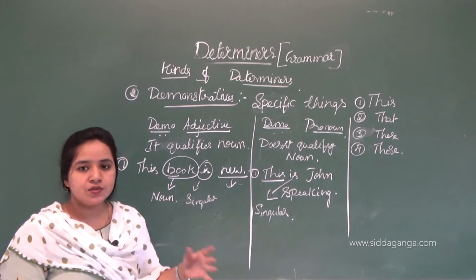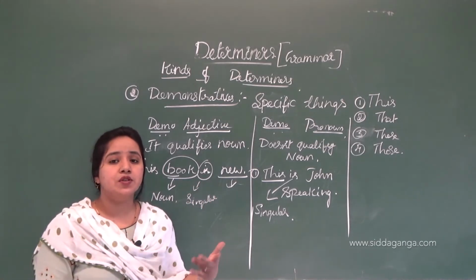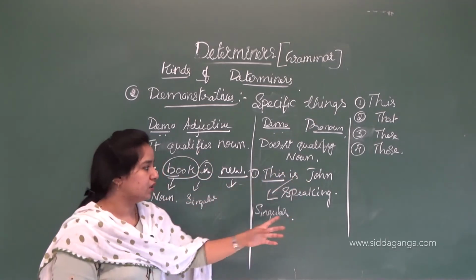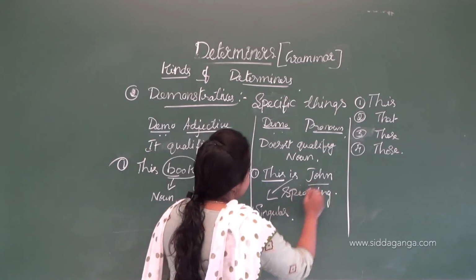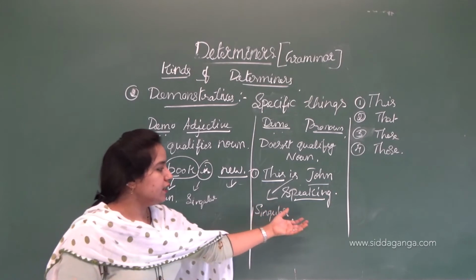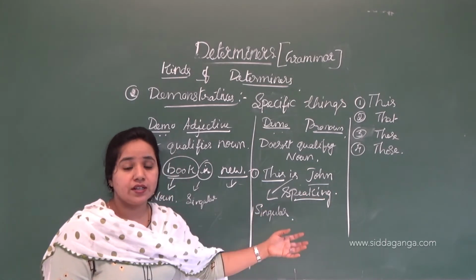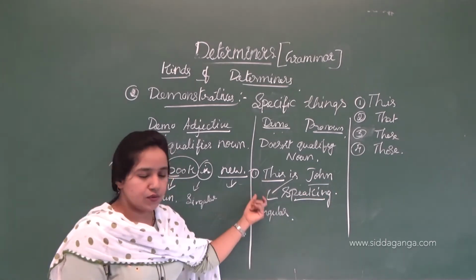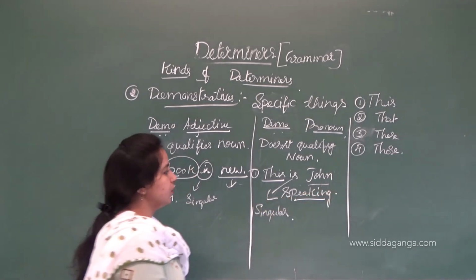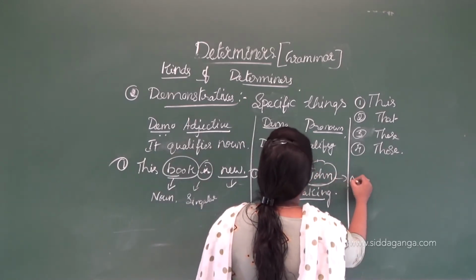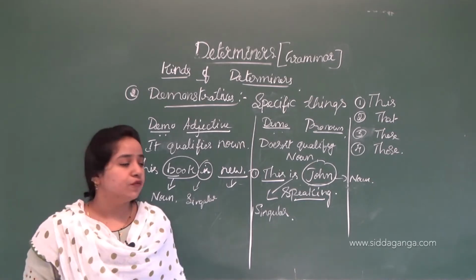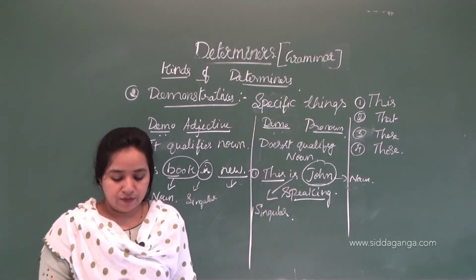But the way it is used for the demonstrative adjectives and demonstrative pronouns is different, because in one it qualifies the noun and here it doesn't qualify the noun. Here "This is John speaking." Speaking is an action. But there is no quality mentioned here. This is used as a demonstrative pronoun, but it doesn't qualify the noun. The noun here is John, and it doesn't qualify the noun. There is no qualification of a noun here. It never modifies the noun.